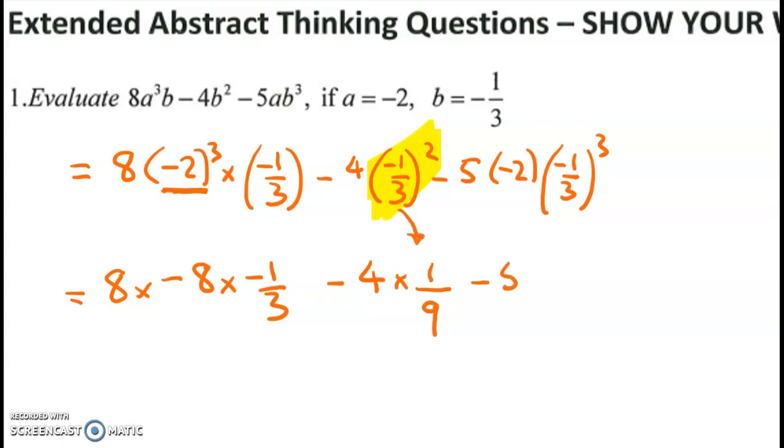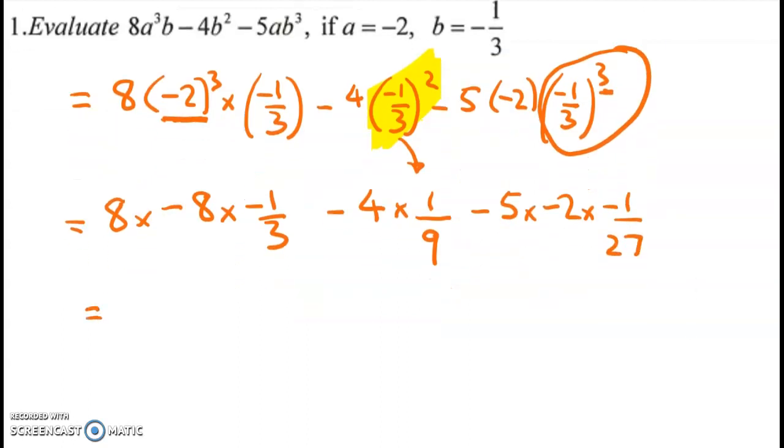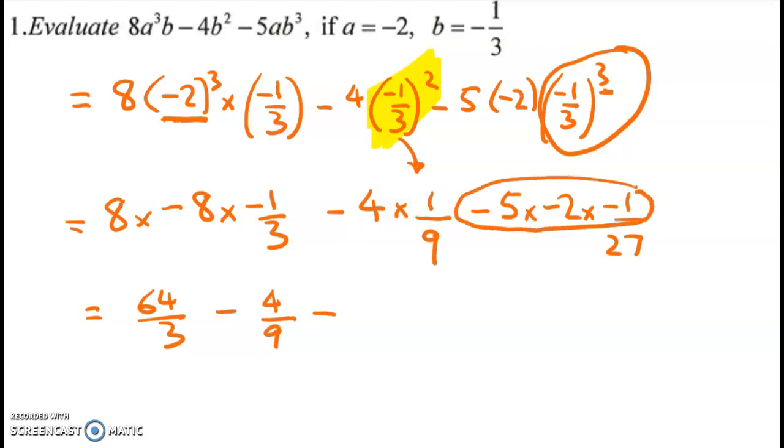And then we've got minus 5 times negative 2 times, and again, this is going to be a negative number because it's an odd number power, so it's going to be times negative 1 over 27. Right, let's clean that up. We get positive 64 divided by 3 minus 4/9 minus, right, because I've got a negative times a negative times a negative, so minus 10 over 27.